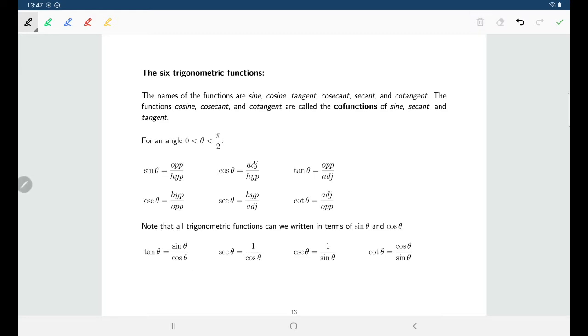So, although there are 6 functions, in a sense, sine and cosine are really the very most important of the 6. If we really know sine and cosine well, then any other things that we have to do with secants and cosecants and tangents and cotangents we'll be able to do in terms of sines and cosines.